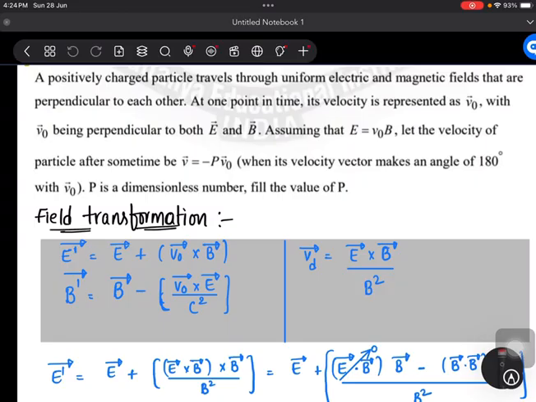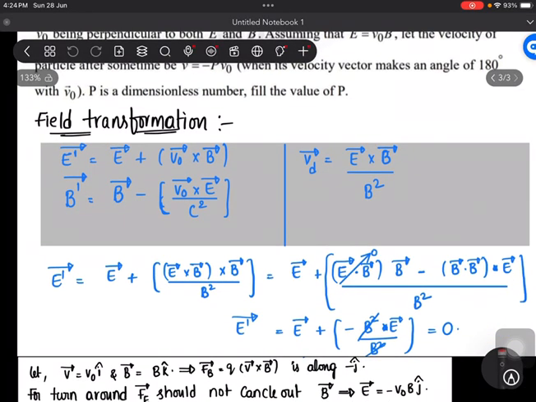So before entering into the actual solution of the question, I want to discuss a few points which we are going to use in the solution. That is field transformation. If E bar is the electric field and B bar is the magnetic field in the inertial frame, or you can say the ground frame, then those electric and magnetic fields will vary from one frame of reference to another. If there is a frame which is moving with a velocity of V0 bar, then the electric field in that frame will be given by this expression.